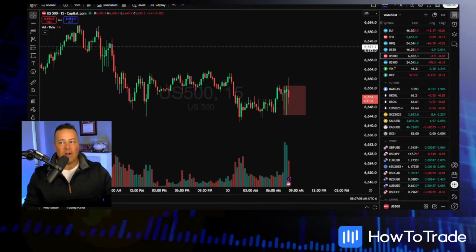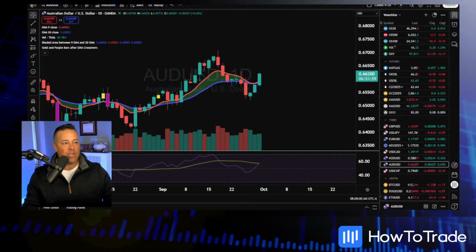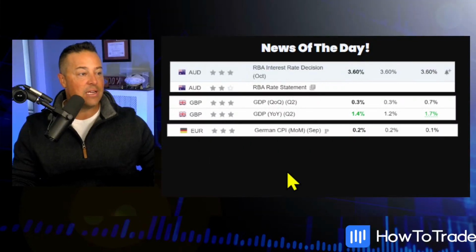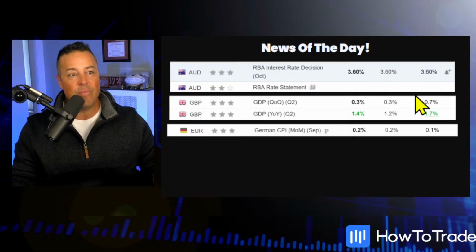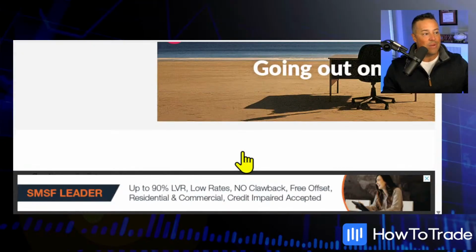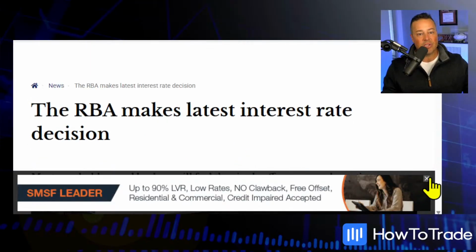All right, guys, let's go ahead and get on over to the Australian dollar here. Now, this really was the big mover and shaker during the overnight. A lot going on there with the Aussie. Basically, the RBA decided to come out and hold rates static. You can see right here, the Reserve Bank of Australia held rates at 3.6%. That's a big deal, and it's a big deal because it essentially is a bit hawkish here for the Aussie.